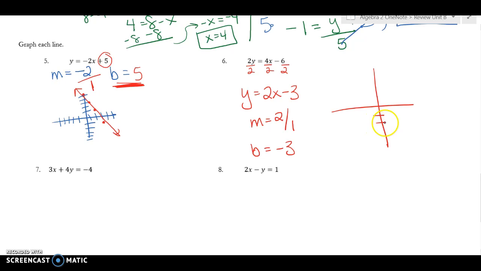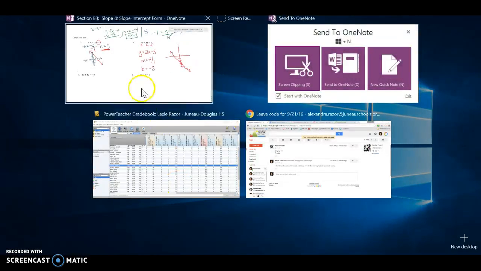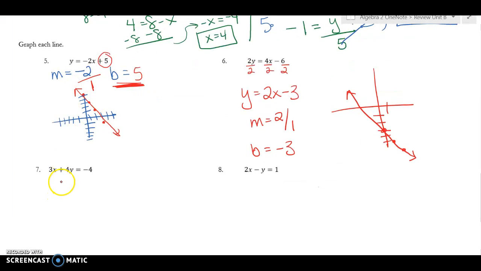So I'm going to start down at negative 3. And I'm going to go down 1, 2 over 1. Because it was a negative, I always do my negative up and down. I very rarely go to the left unless I run out of space. All right, let's look at this next one.